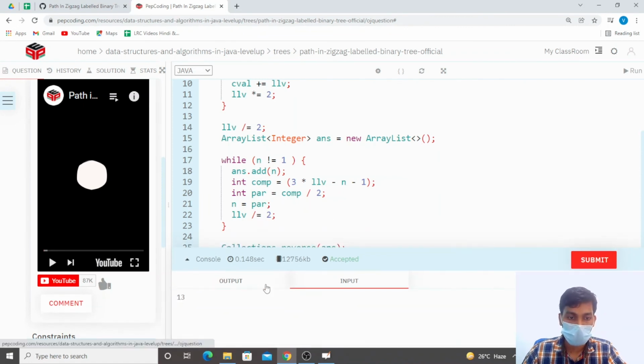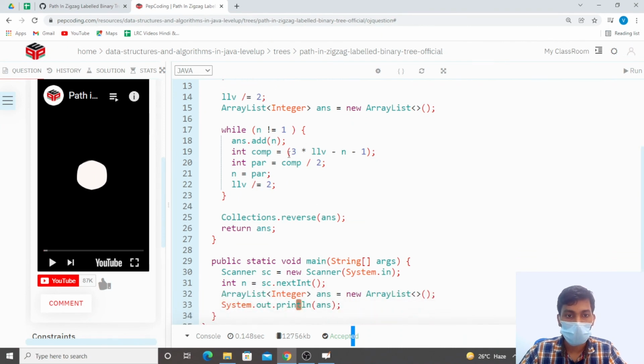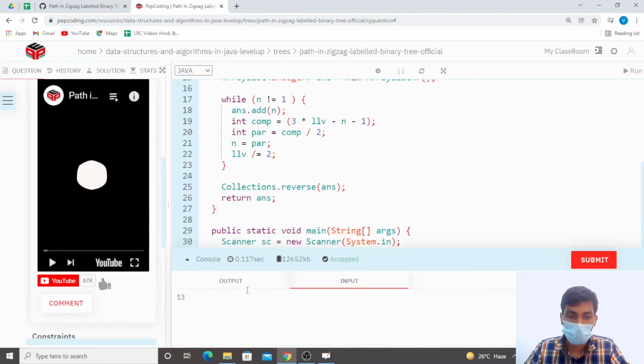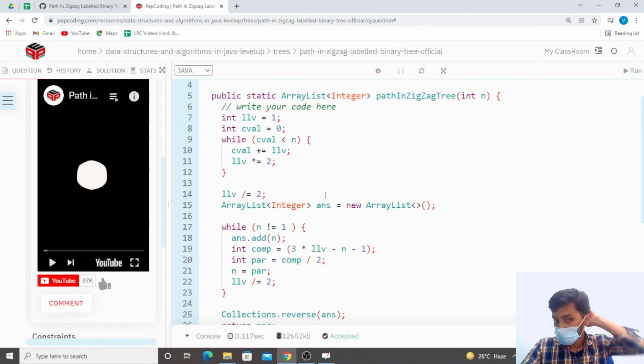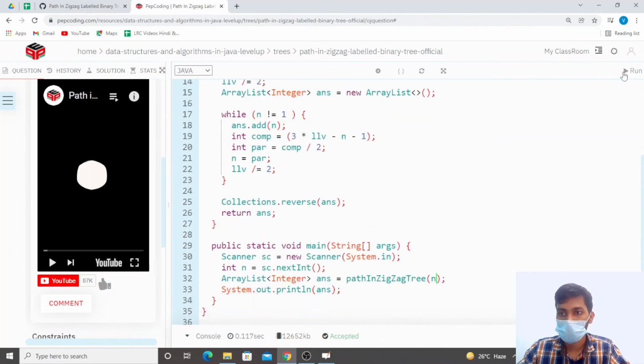Now, as expected, we are not getting anything. Why is it happening? Because it is not actually printing. The only reason it is not printing is that no call is given to this function. Give a call to this function. Okay, instead of this new ArrayList, directly give a call to this function with the value as n. And yes, now let's try to run this code.